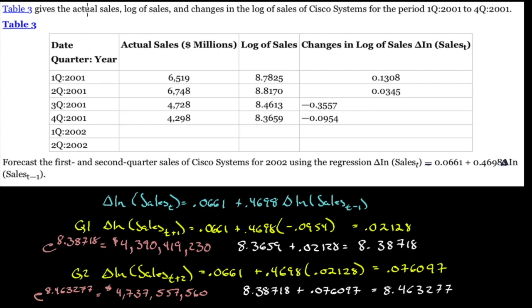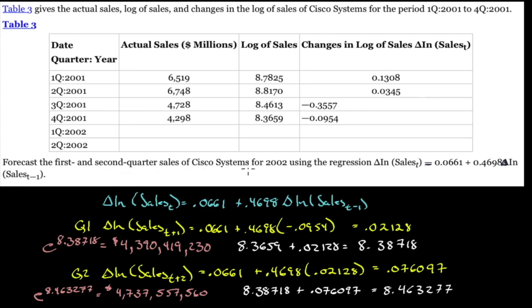What do we have here? Table 3 gives the actual sales, log of sales, and change in the log of sales of Cisco Systems for the period Q1 2001 to Q4 2001. So we have actual sales, this is the log of sales, and then this is the change in the log of sales. So from this period to this period, that's the change from 8.7825 to 8.817. That's the difference. These are first differences here.